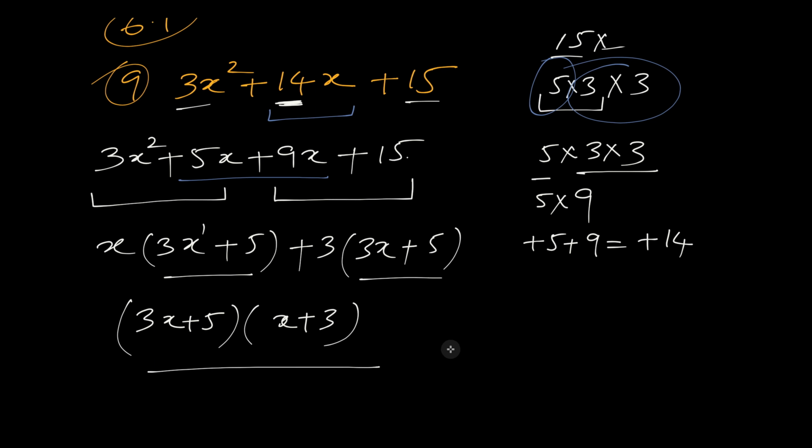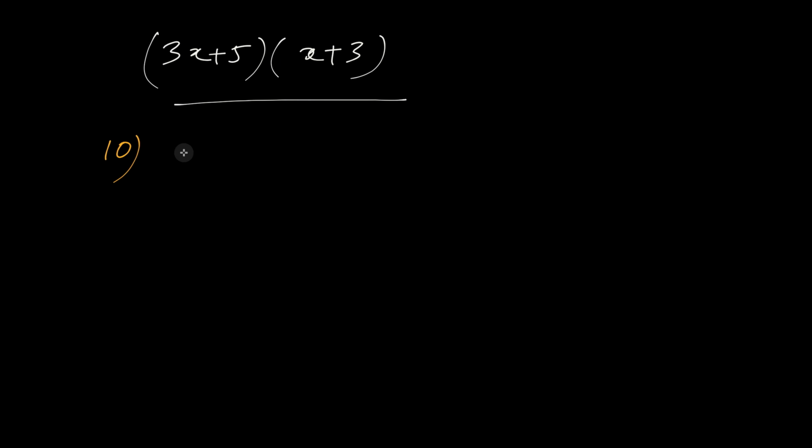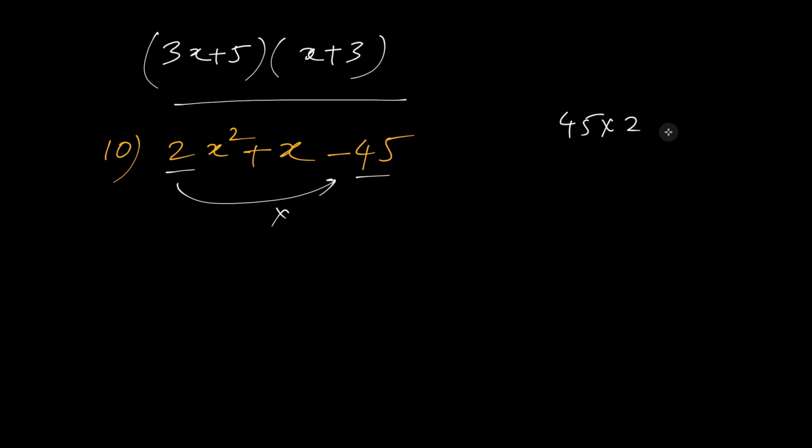Now quickly jump on the next question, which is question number 10. What is the question? 2x square plus x minus 45. Now we have to take 45 and 2 and we have to multiply. Okay, 45 into 2, and now we have to get two numbers in such a way that I should get x, which is actually 1x. How we can get 1x is, it is very easy.